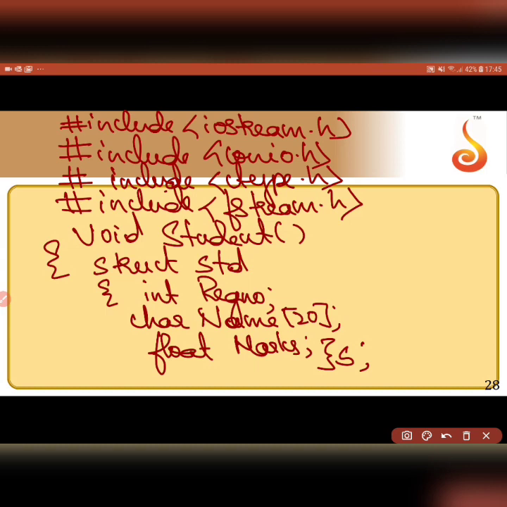Struct std, I have opened it. It has 3 members, that is registration number, name, marks. I have closed it here, and s is the structure variable with the help of which I can access the member of the structure, and I am closing it here. So this is a part of void student. Please make a note so that I can continue with the function.